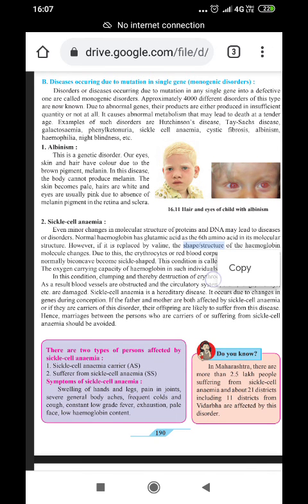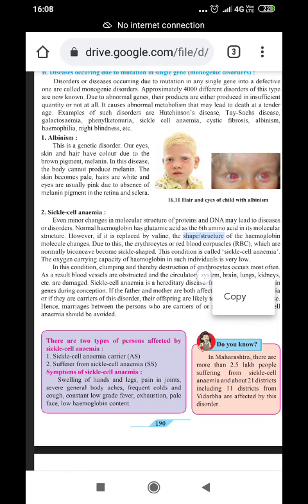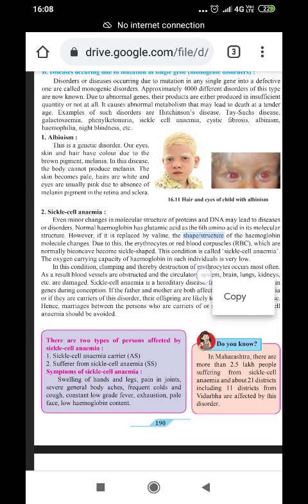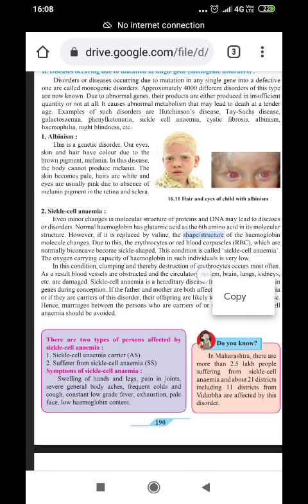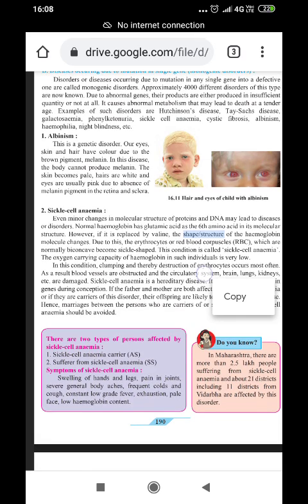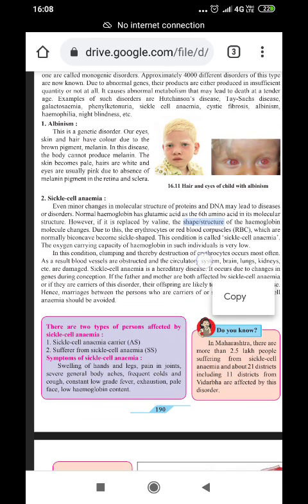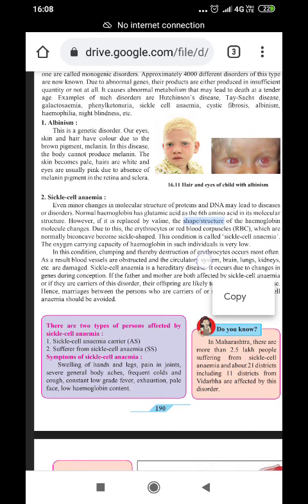Disorders or diseases occurring due to mutation in any single defective gene are called monogenic disorders. Approximately 4,000 different disorders of this type are now known. Due to abnormal genes, the products are either produced in insufficient quantity or not at all. It causes abnormal metabolism. They may lead to death at a tender age.